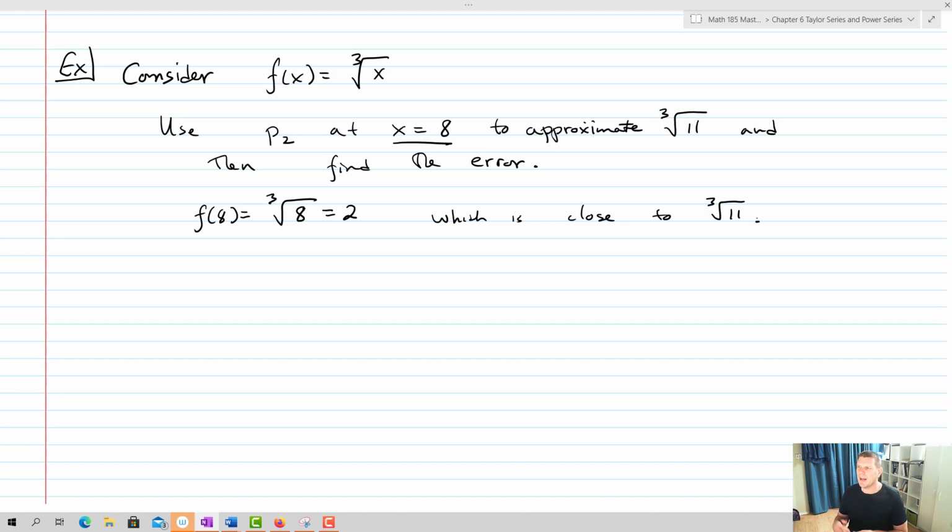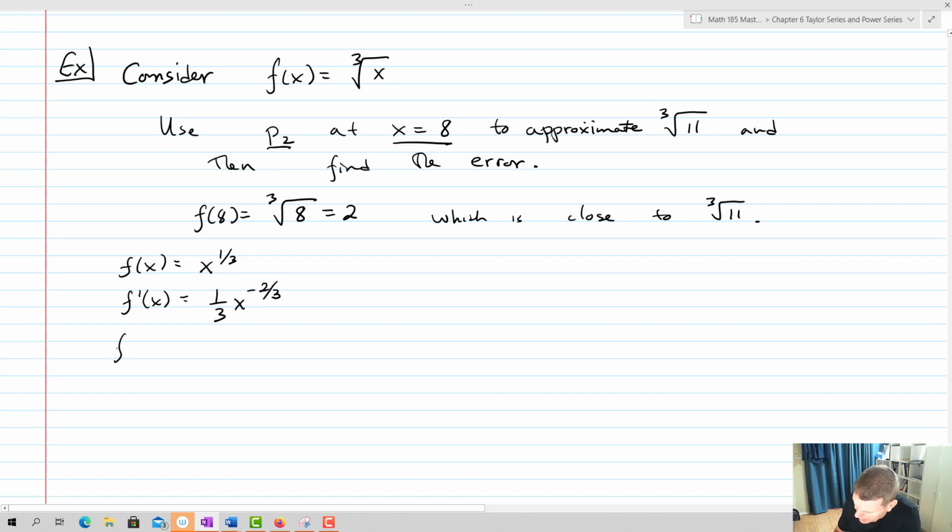Now, the first thing that we're going to do is calculate P2. So we'll start out. We have f of x equal to x to the 1/3, then f prime of x is going to equal 1/3 x to the negative 2/3, and then f double prime of x is going to equal negative 2/9 x to the negative 5/3.